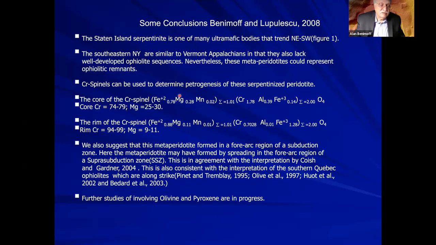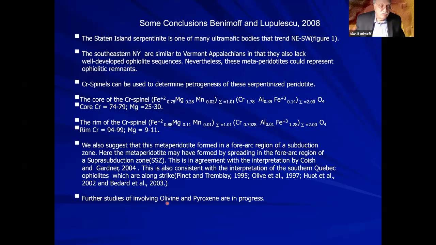And here's some of the conclusions. We go down to the bottom here. We also suggest that this metaserpentinite formed in a fore-arc region of the subduction zone. The metaserpentinite may have formed by spreading in the fore-arc region of a supra-subduction zone. This is in agreement with the interpretation by Koish and Gardner, consistent with the interpretation of the Southern Quebec ophiolites, all part of the same thing probably.